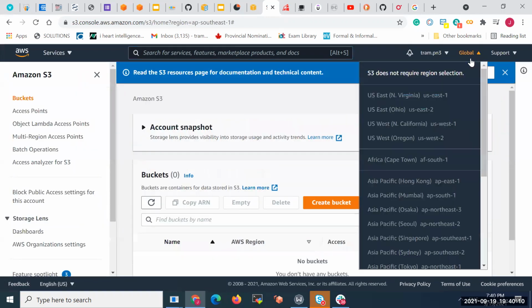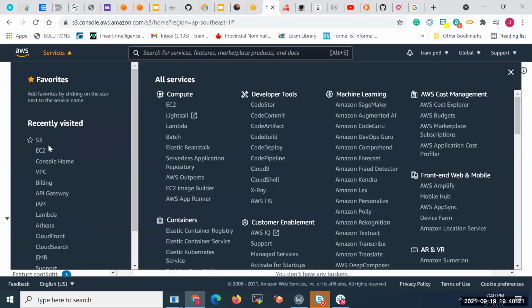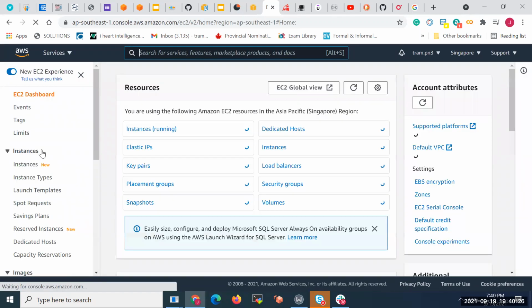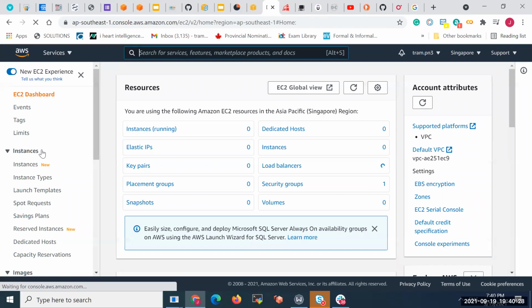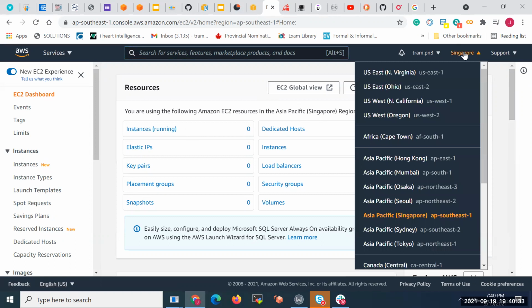So S3 is actually a global product, and you can see that S3 does not require a region selection. It doesn't require availability in every region. But if you go to EC2, S3 is equivalent to Azure Blob Storage, and EC2 is just an instance. And in here you can see that I'm in the region of Singapore, but I have the option to switch region to Ohio or Virginia, for example.